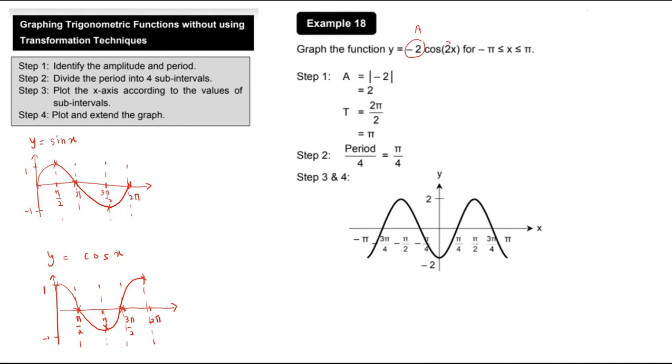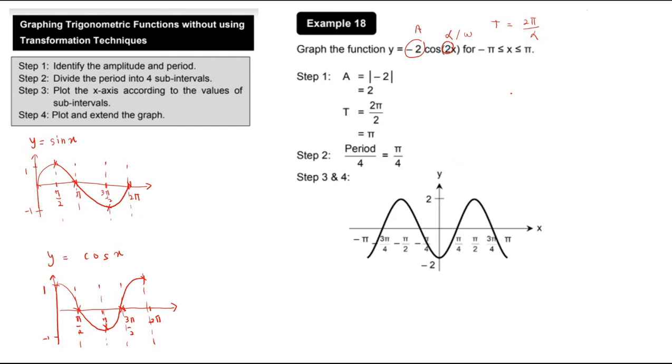And then, period. This is our alpha or omega. In the notebook, it uses the symbol alpha, but in the homework, it uses the symbol omega. So, either one. To get period, T formula is 2 pi over alpha. Alpha is 2. So, to get period T, 2 pi over 2, period equals pi. Step number 2, divide the period into 4 sub-intervals. So, pi divided by 4 equals pi over 4.